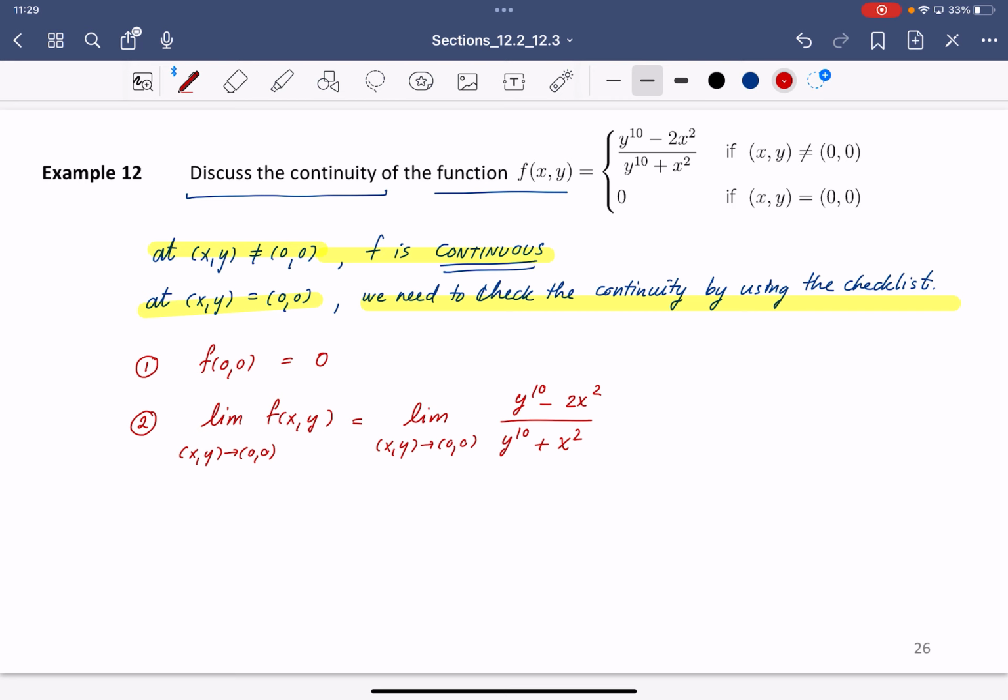So you're going to pick a line or use the squeeze theorem. Which one is better? Well, we can start by picking a line first, and if it gives you all 0, then you're going to use the squeeze theorem.